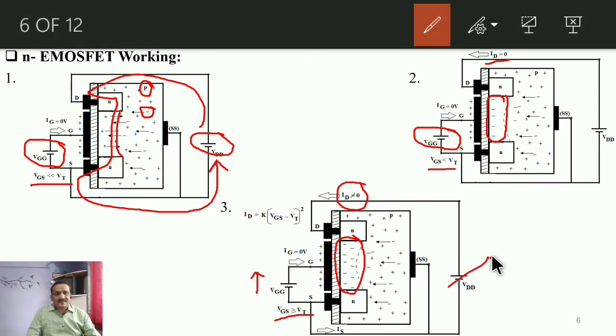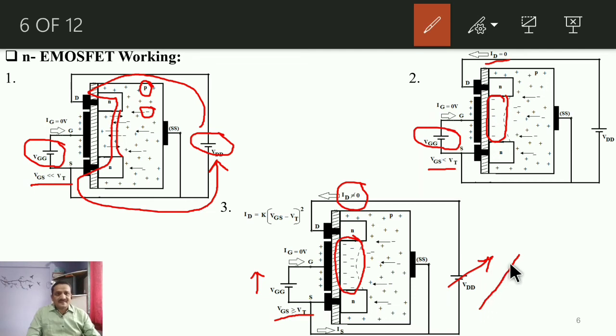As it is a variable, I will change it from 0 onward. What is going to happen? There will be a linear increase in current, given that VGS is constant and greater than VT. Now keep it constant and vary this VDD from 0 onward.